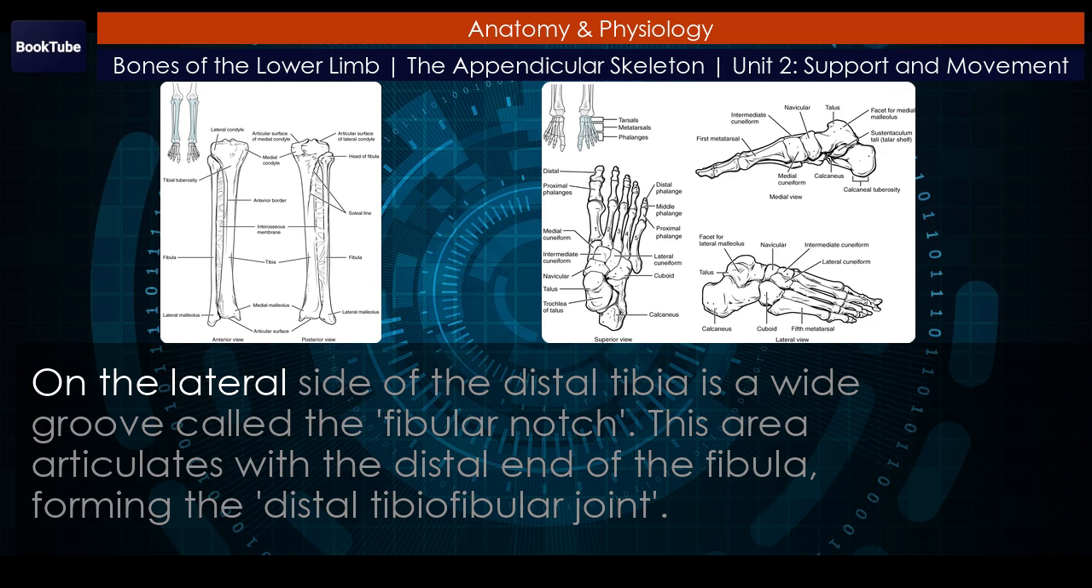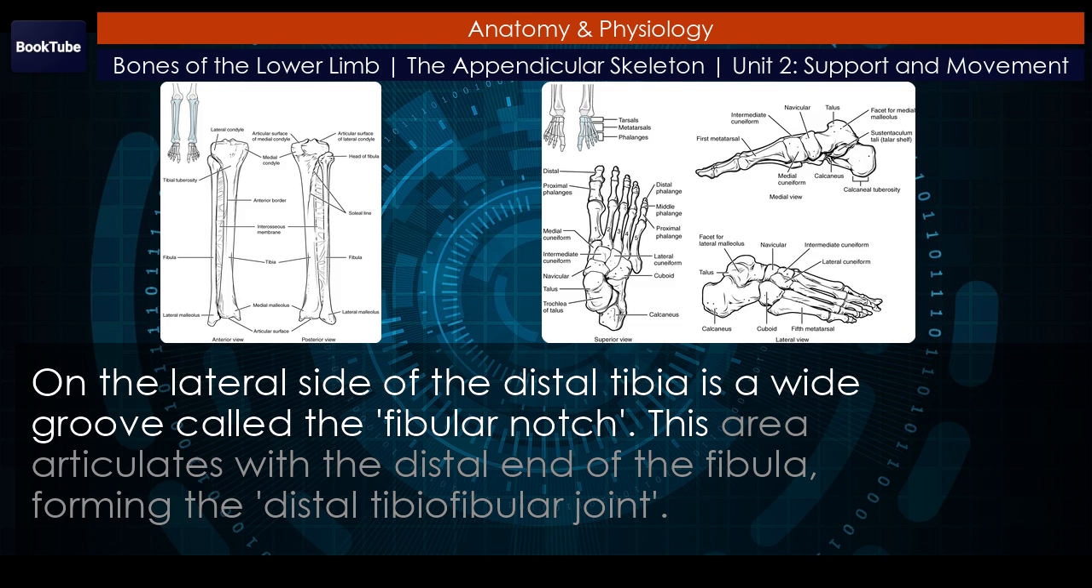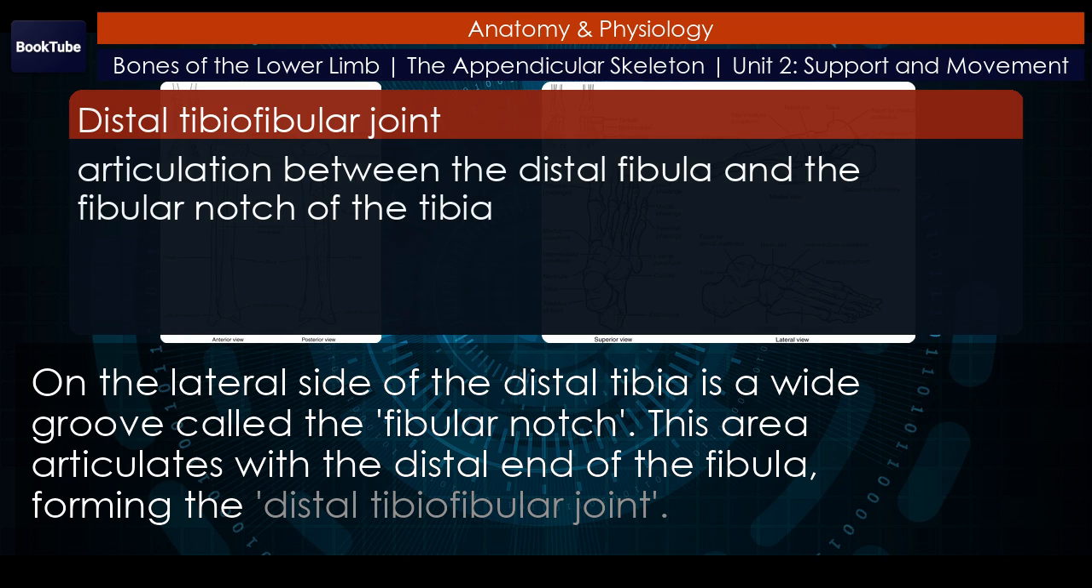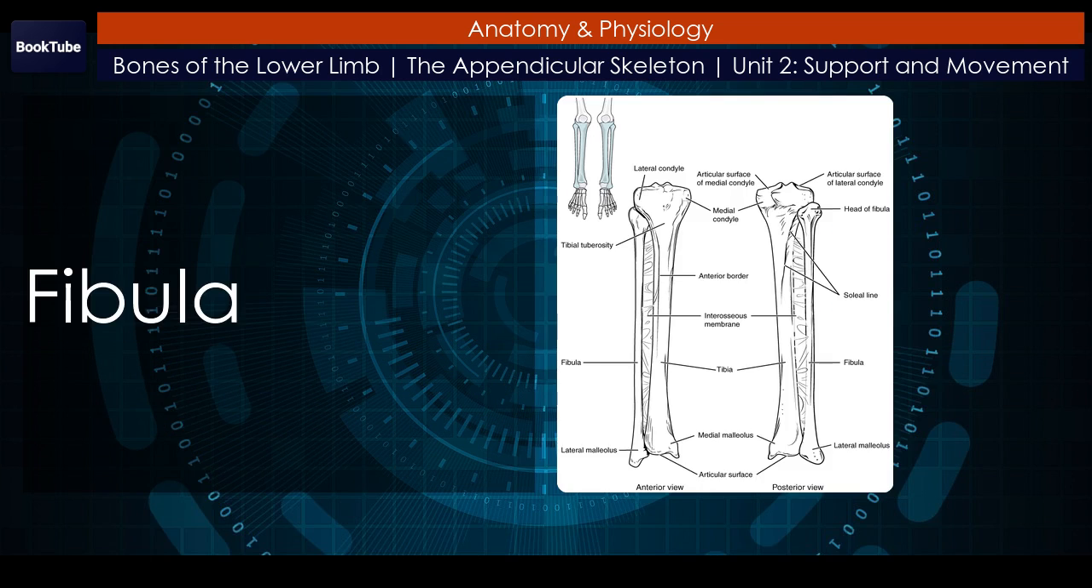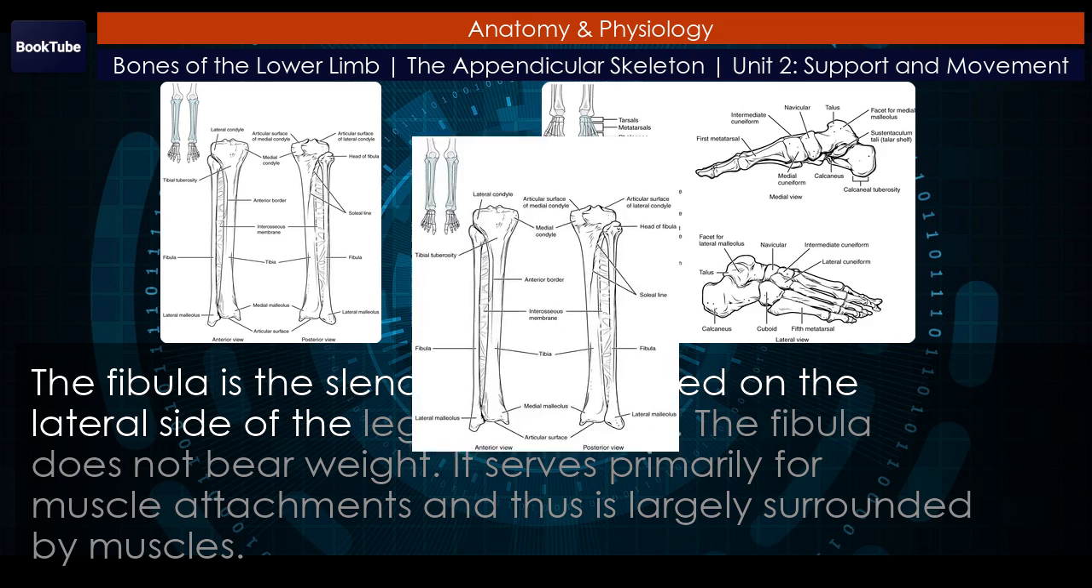On the lateral side of the distal tibia is a wide groove called the fibular notch. This area articulates with the distal end of the fibula, forming the distal tibiofibular joint. Fibula. The fibula is the slender bone located on the lateral side of the leg. See Figure 3.